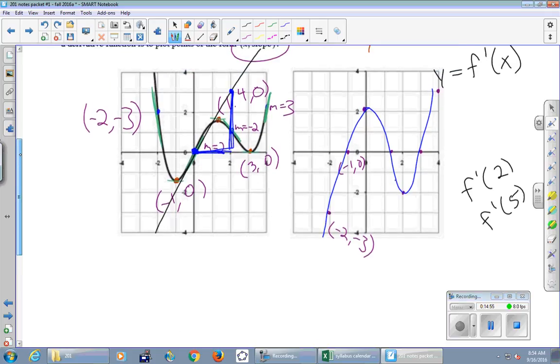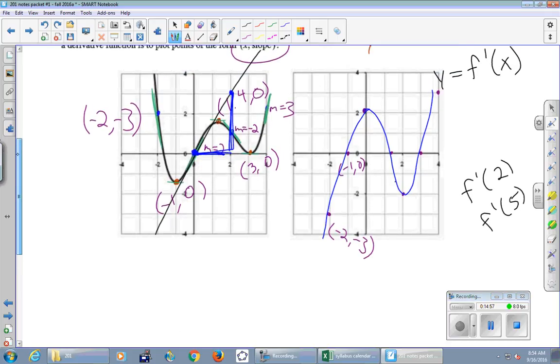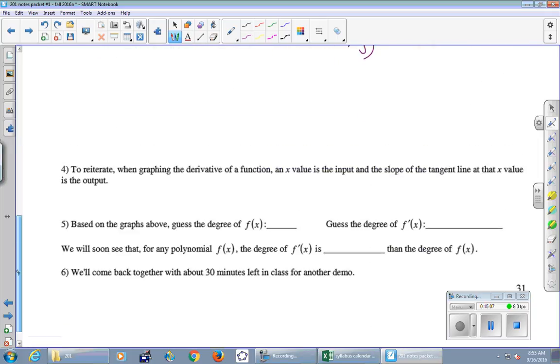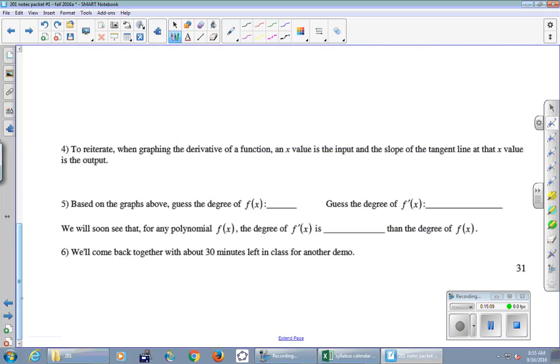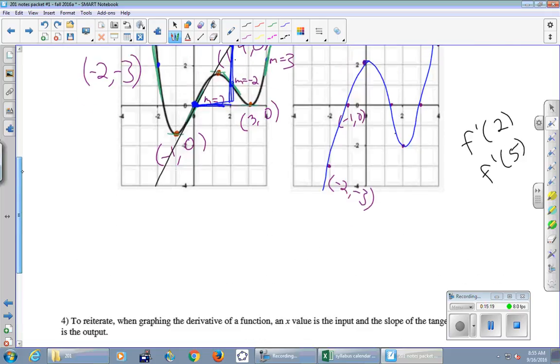Anything we do with the graph is an estimate. We will have rules that tell us if you know the formula for the original function, you can come up with the formula, and that's going to be exact. We'll get there. But anything with the graph is approximate. Okay, so yeah, we got that. So the x value is the input, and the slope of the tangent line at that x value is the output. Based on the graphs above, let's guess the degree of f, which was the original.